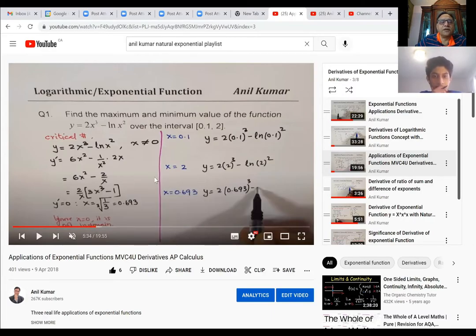So that was the first question, which was straightforward. Derivative of ln x, and then you could do it. Solution is being shown here. Now here is your question number 2.